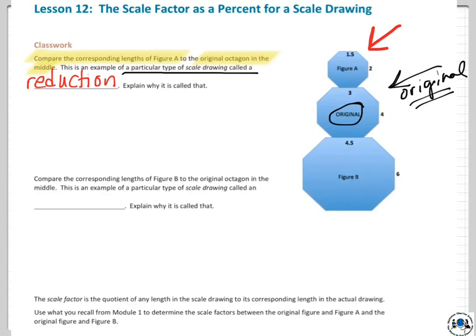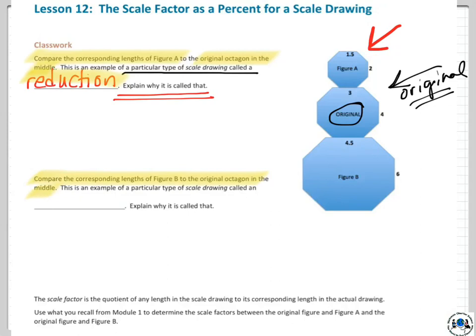I'm going to go around the room here, and I'm going to choose the first person to raise their hand. Yes, you over there. Explain. Why is it called that? Yes, of course, it is called that because it's smaller. It is smaller than the original, as you can see, and has been reduced. Therefore it is called a reduction. That's a terminology we'll be using.